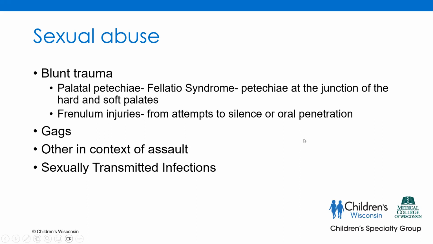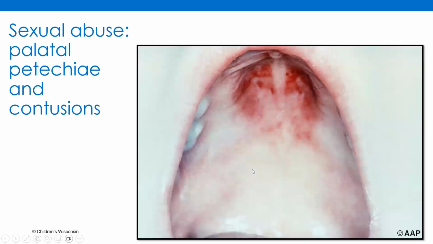Sometimes, however, children are forced to do things, and you can see injury in the mouth. You can see sometimes gagging injury if they're tied up, if you will, and other injuries, distant injuries from the assault. You can also see sexually transmitted diseases in the mouth. So just to orient you, you're looking at the hard palate of a child. This is an older child with teeth. This isn't an infant, but you can see these are from suction and possibly blunt trauma.